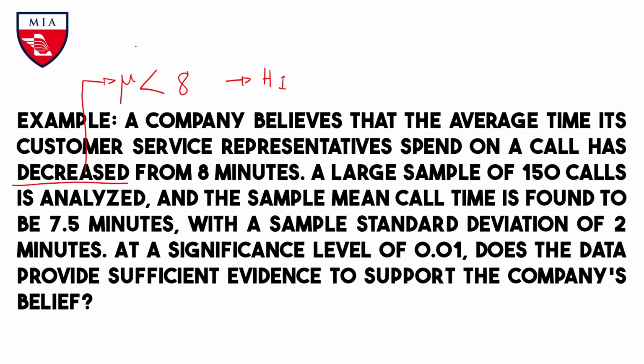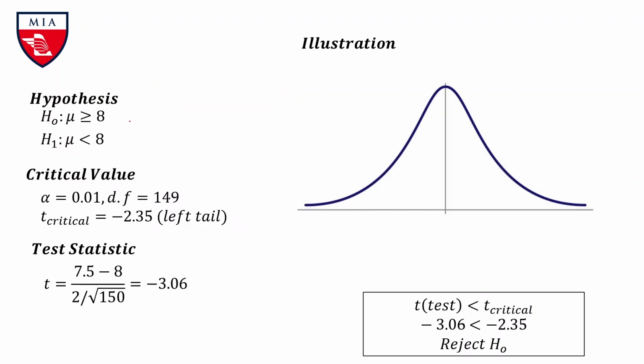Alternative hypothesis. And for the null hypothesis, we have the opposite, so we have mu greater than or equal to 8. So this is our null hypothesis. Again, our null hypothesis is that the mean is greater than or equal to 8, and our alternative hypothesis is that mu is less than 8. We have a level of significance alpha of 0.01, and our df is 149.